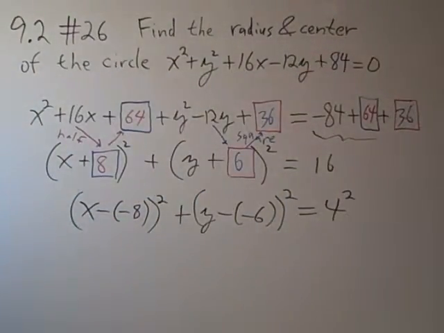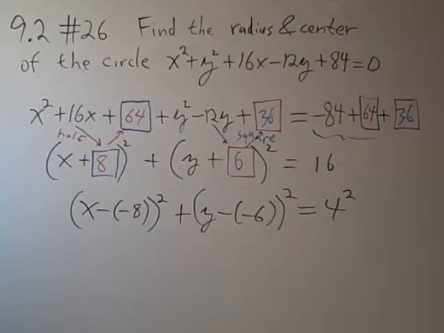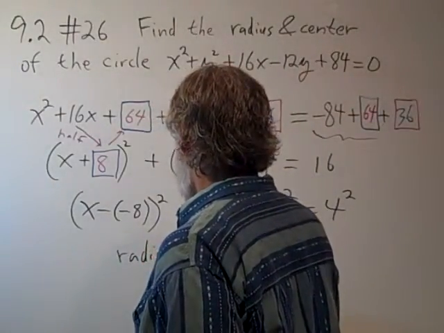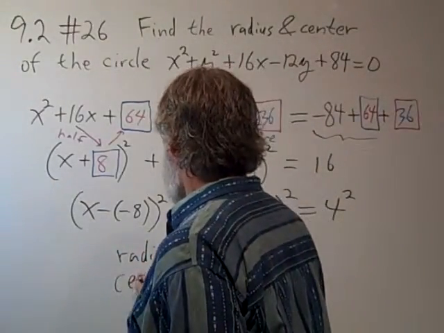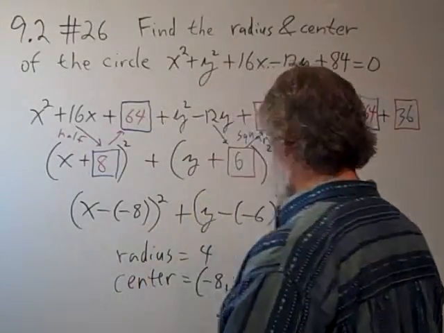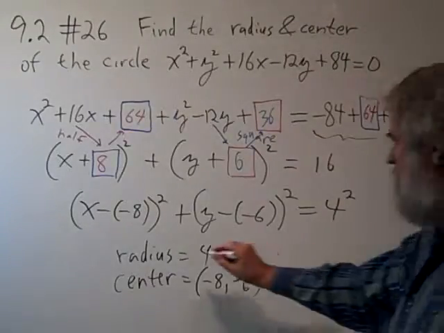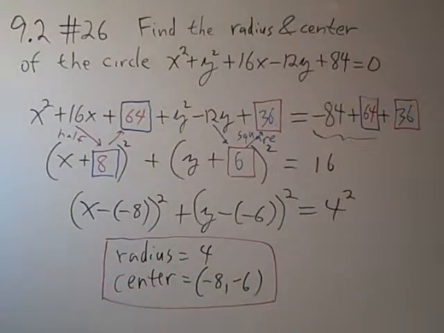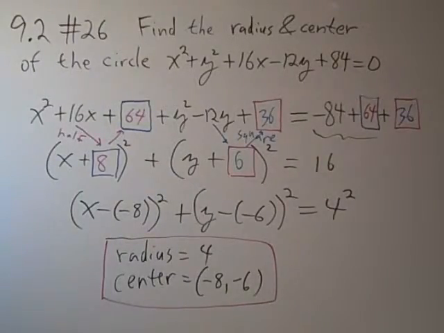So from that last equation, now we have that in standard form, and we can read off what the radius and the center is. The radius is 4, and the center is the point negative 8 comma negative 6. And so there we have it, the center and radius of the circle whose equation we were given.